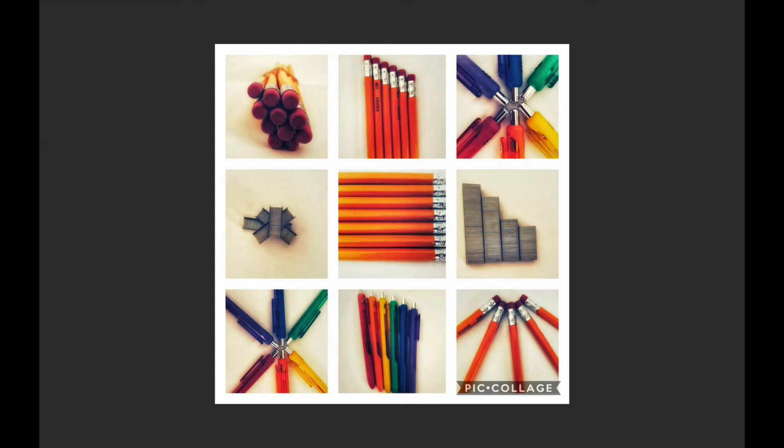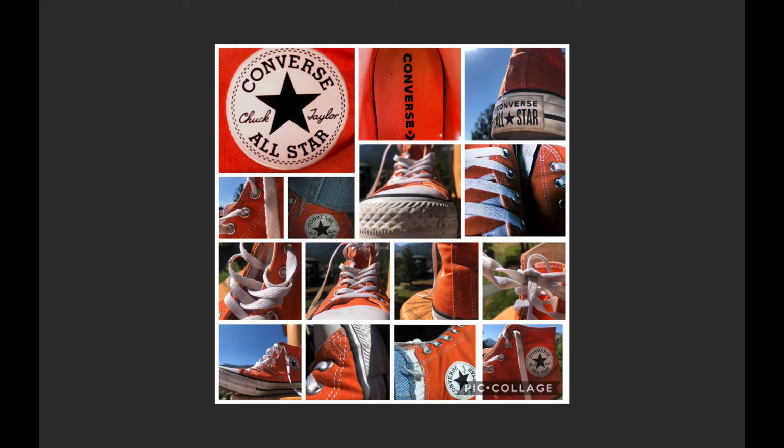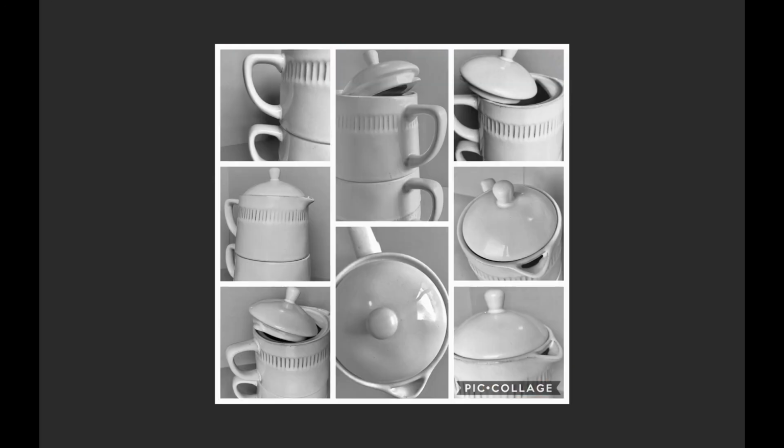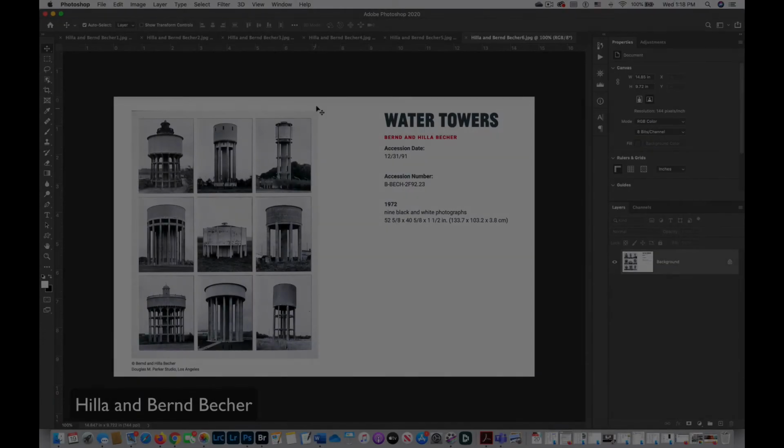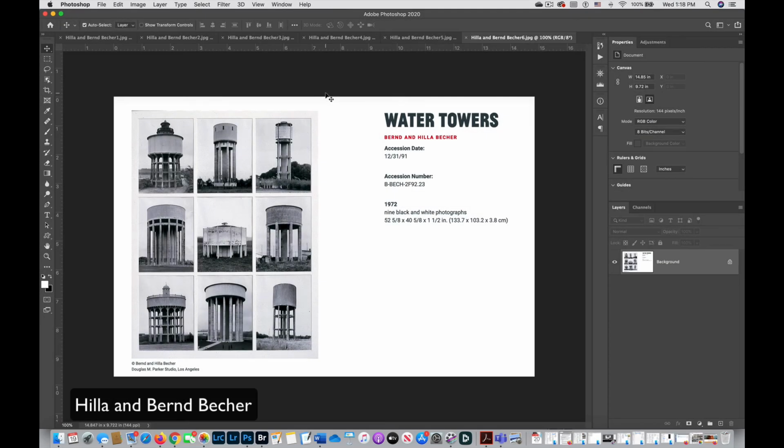Different pens and pencils. I guess this would be office supplies. Just play with how you view things. Playing with angles, playing with light. Back to a shoe one. I love the shoes. And then a teapot. Kind of fun. And I want to show you Hilla and Bernd Becher.